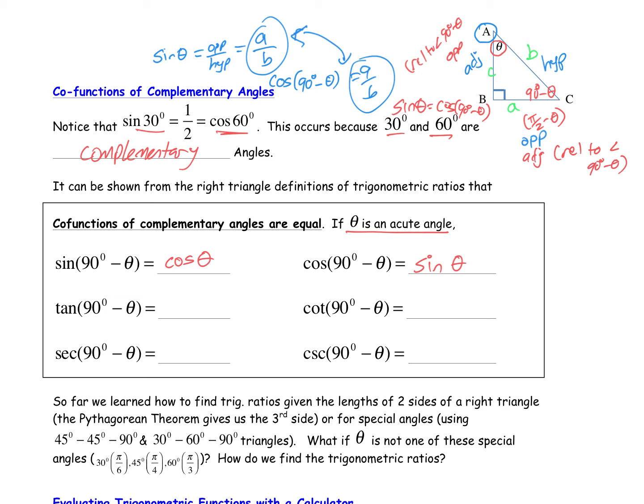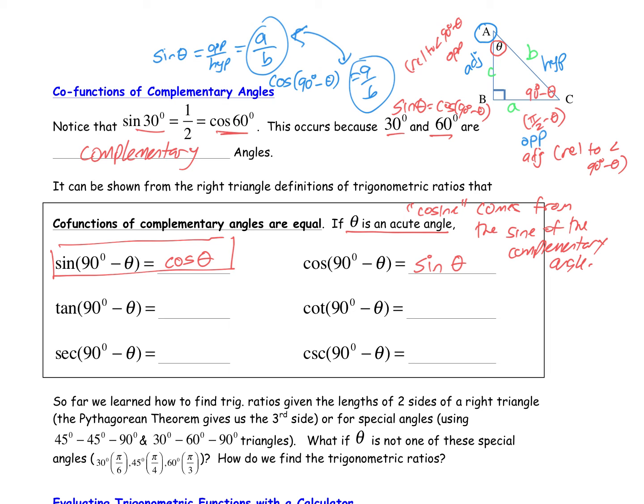And actually, the name cosine comes from this relationship. Cosine comes from the sine of the complementary angle. That's why the function is called cosine. Right, so that's what we're talking about here. Cosine is the sine of the complementary angle.